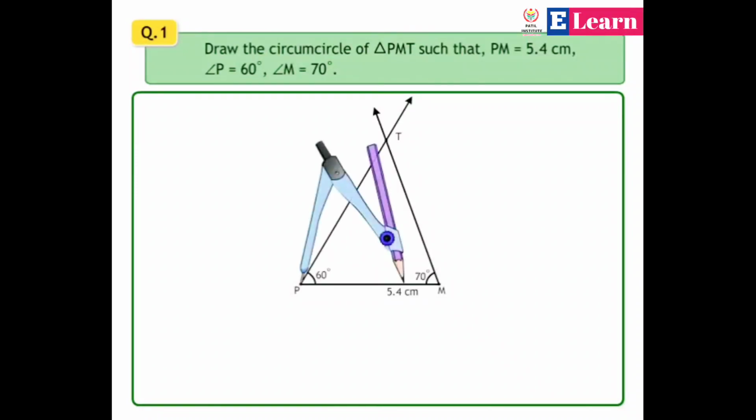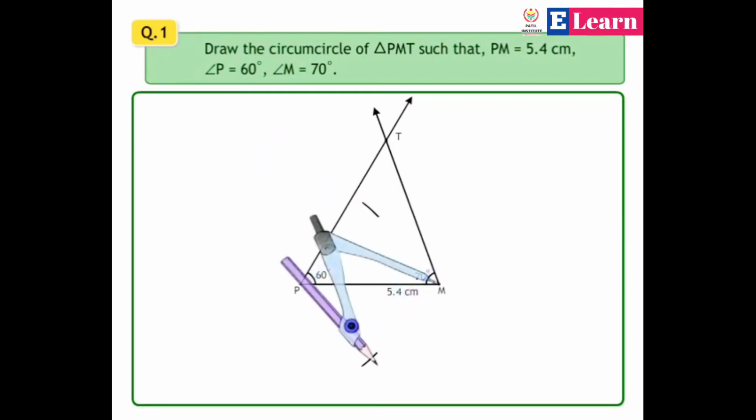Taking more than half the distance, first keep point of compass on point P, then on M, and draw intersecting arcs above and below segment PM.